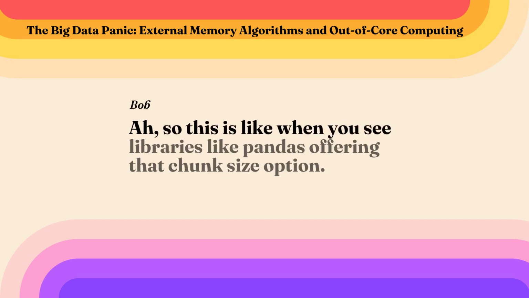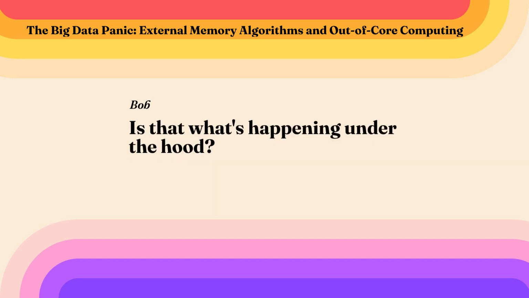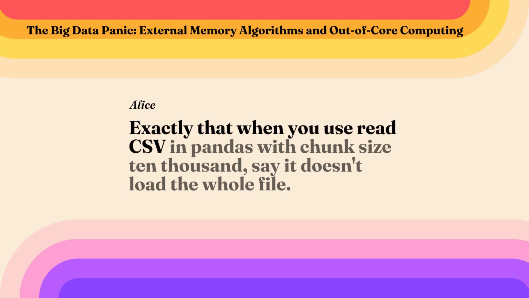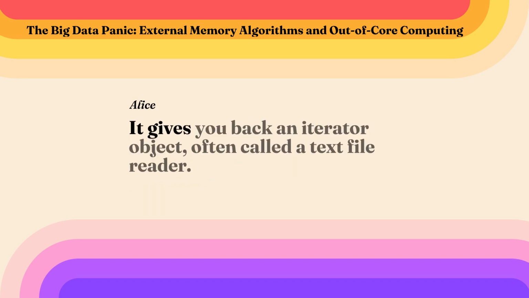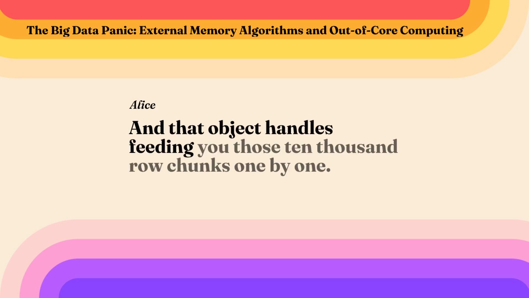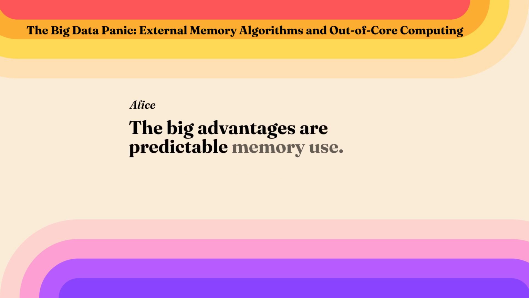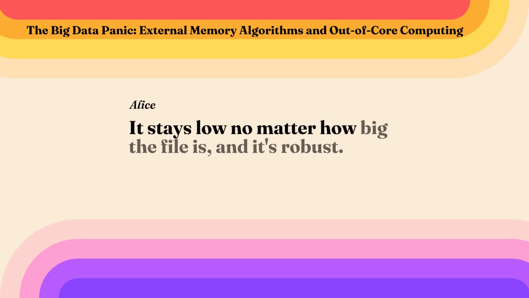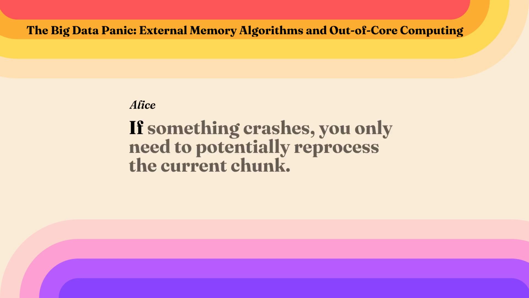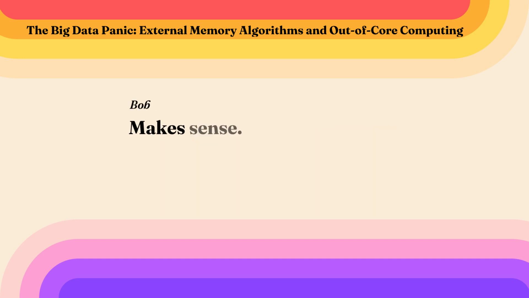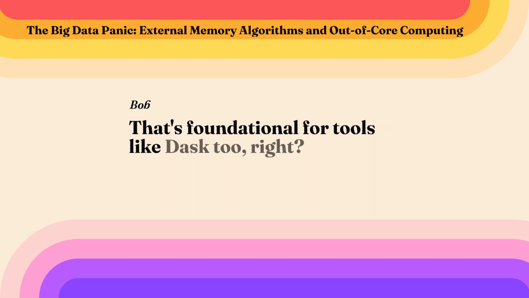So this is like when you see libraries, like Pandas, offering that chunk size option. Is that what's happening under the hood? Exactly that. When you use read CSV in Pandas with chunk size 10,000, say, it doesn't load the whole file. It gives you back an iterator object, often called a text file reader. Right. And that object handles feeding you those 10,000 row chunks one by one. The big advantages are predictable memory use. It stays low no matter how big the file is, and it's robust. If something crashes, you only need to potentially reprocess the current chunk. Makes sense. That's foundational for tools like Dask too, right?